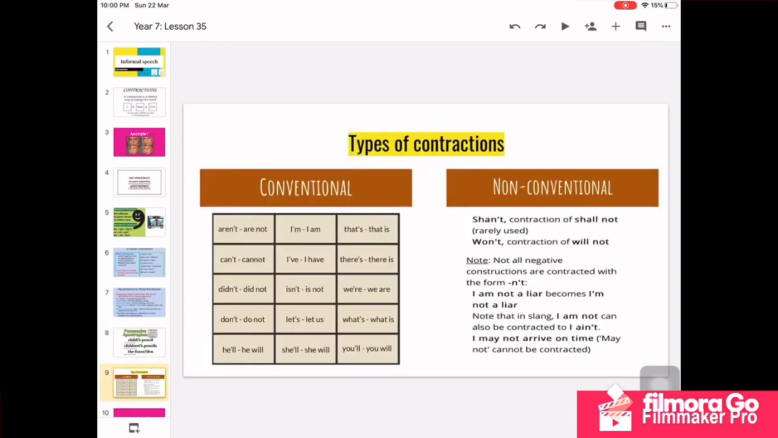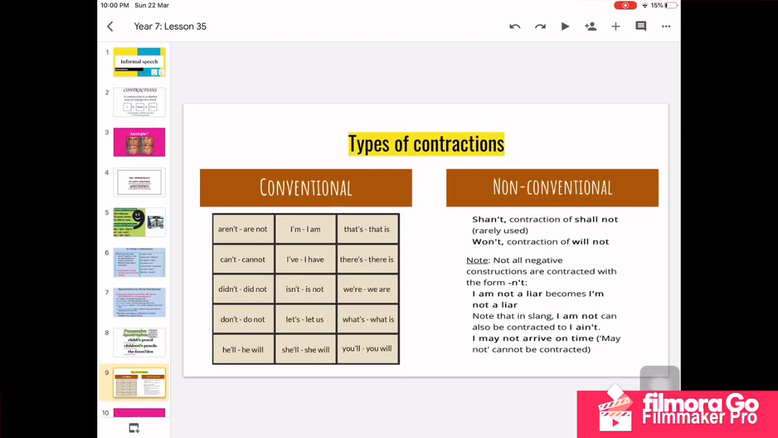So there are two types of contractions. Just now we were talking about, what were we talking about? Possessive, right? And now we are talking about types of contractions. There are two types of contractions. So there are not that many for you to remember. The first one is conventional and the second one is non-conventional.